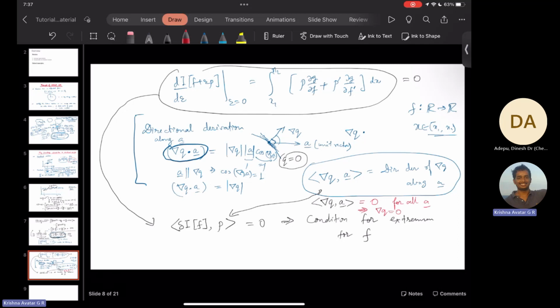So likewise, we are looking in the same fashion. To get the condition for extremum for f, we need this particular thing to be zero for all p satisfying certain properties which we saw, right?